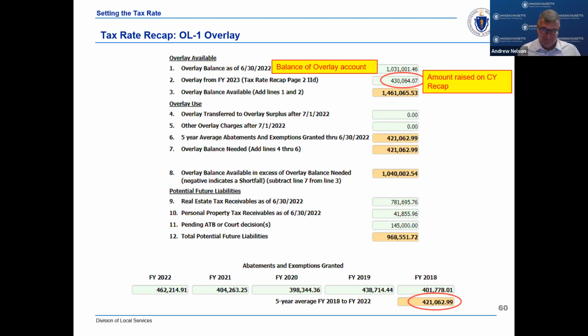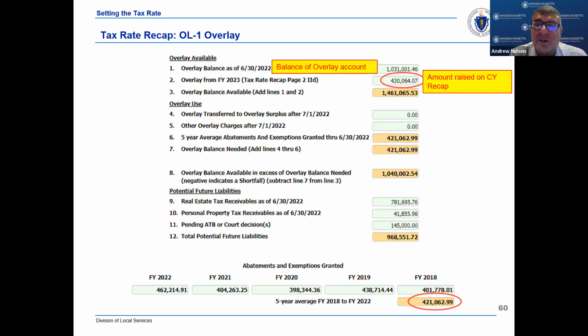All right, overlay. This is the OL1. This is where we are checking the validity of your overlay. So the top section is the overlay available. That number is going to tie to your balance sheet. It's coming from your assessor, but it should tie to your balance sheet also. They should be in agreement, the assessor and the accountant, for what you have on overlay.